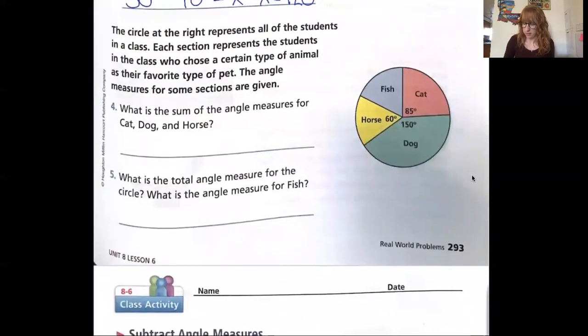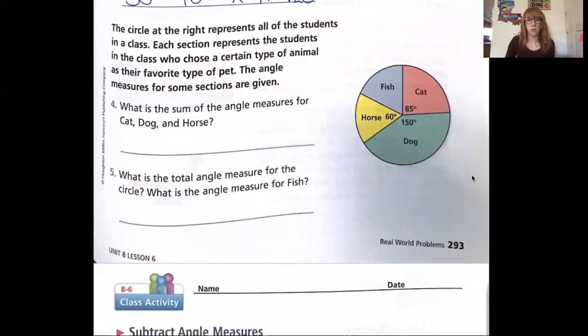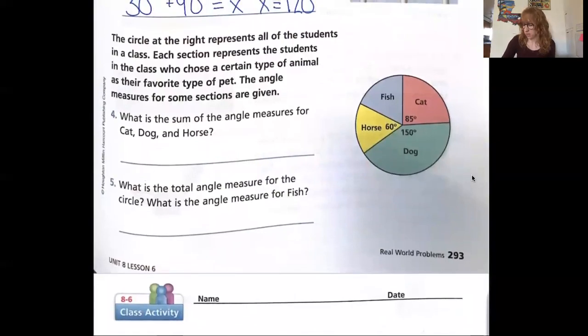All right. Number 4 and 5 use this circle. It says the circle at the right represents all of the students in a class. Each section represents the students in the class who chose a certain type of animal as their favorite type of pet. The angle measures for some sections are given. It wants to know what the sum of the angle measures for cat, dog, and horse is.